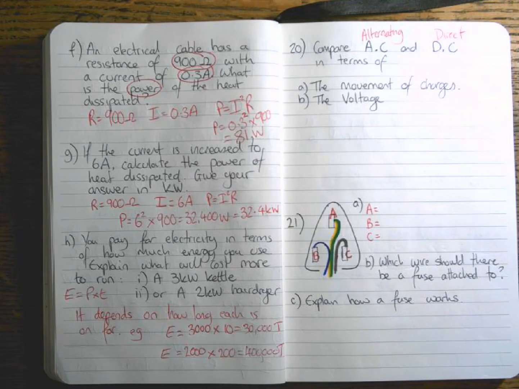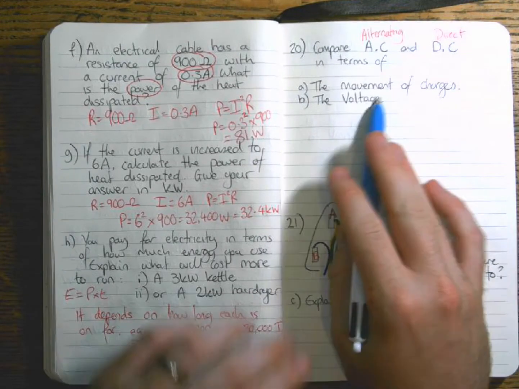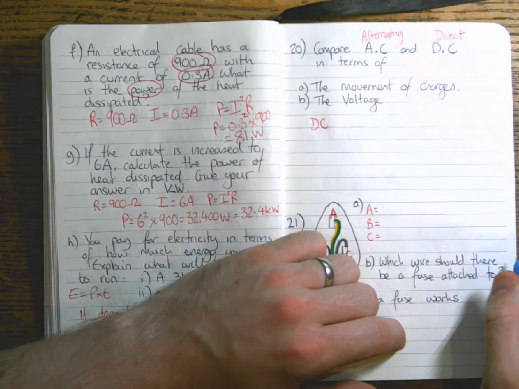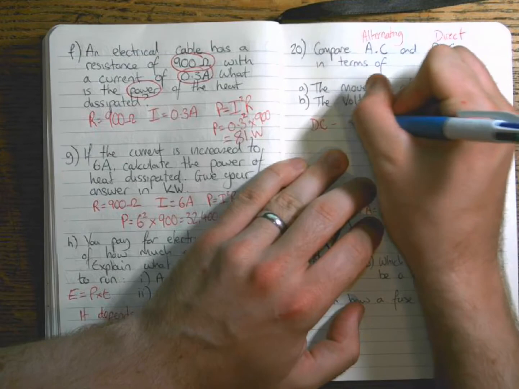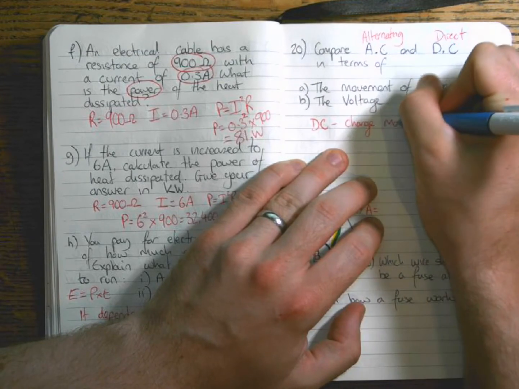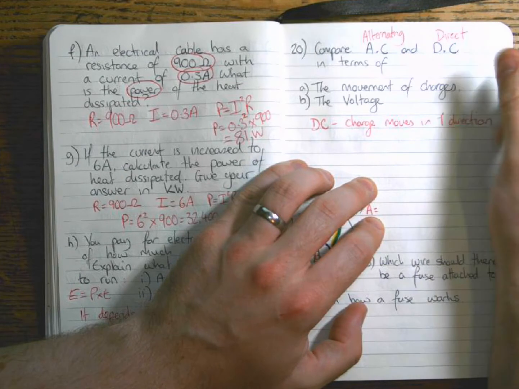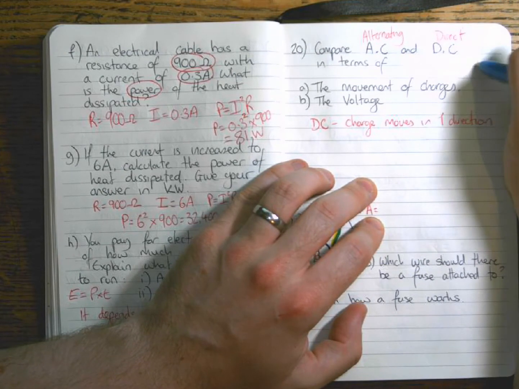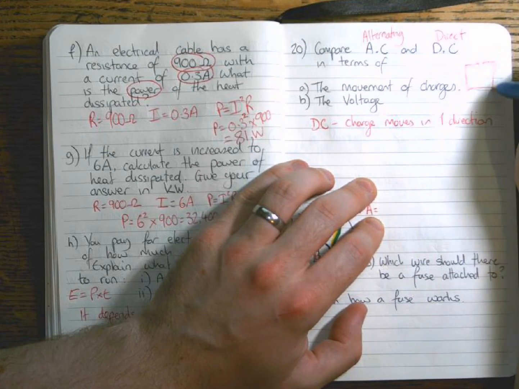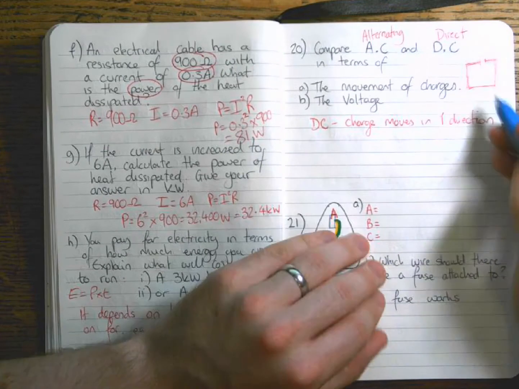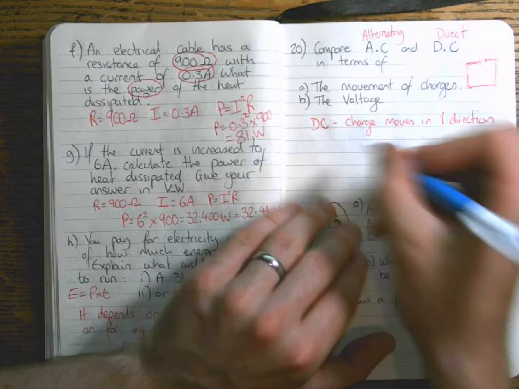Okay, so for this let's just do it bit by bit. So in direct current, the charge moves in one direction. In other words, it's a current that will flow around in one direction. A battery is a good example of direct current. The electrons move from the negative side around to the positive side, and they'll always move in that direction.